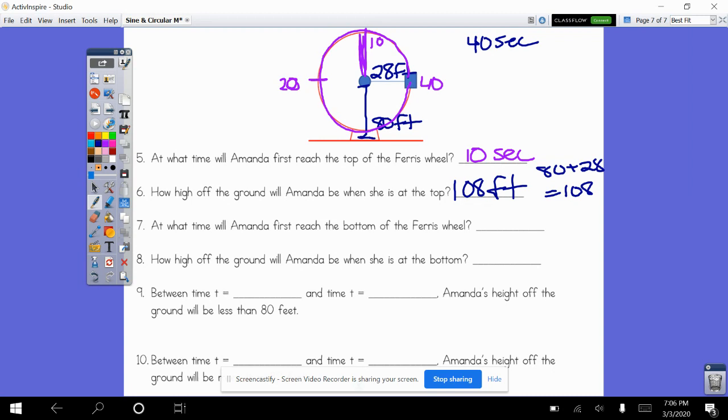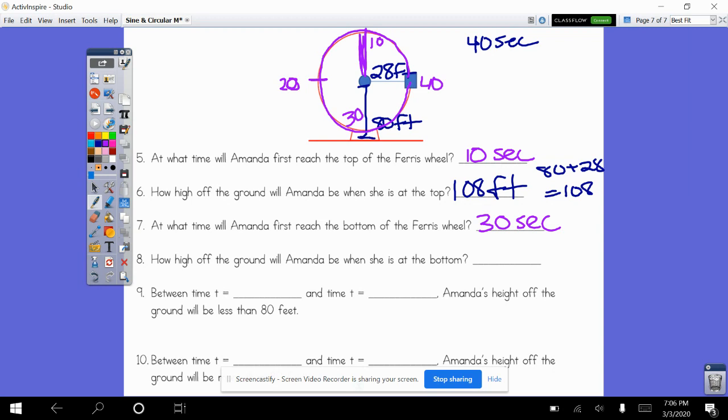At what time will she reach the bottom? Well, if it takes 10 to go a quarter, 20 to go half, and then 10 more seconds to go another quarter, that's going to be 30 here. So it takes 30 seconds to reach the bottom.